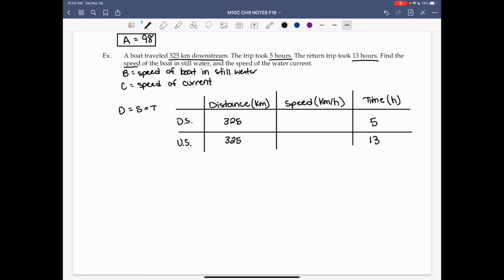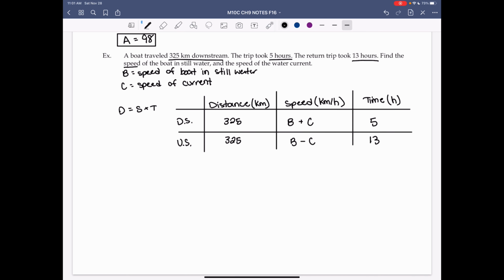When you're going downstream, you have the speed that your boat would be going in still water, but you're also being pushed by the current. So your speed is being increased by whatever the speed of the current is. So the speed when we're going downstream would be B, the speed of the boat in still water, plus C, the speed of the current. When we go upstream, we're going against the current. So the current is pushing against us, which means we're going speed B, the speed of the boat in still water, minus C, the speed of the current.